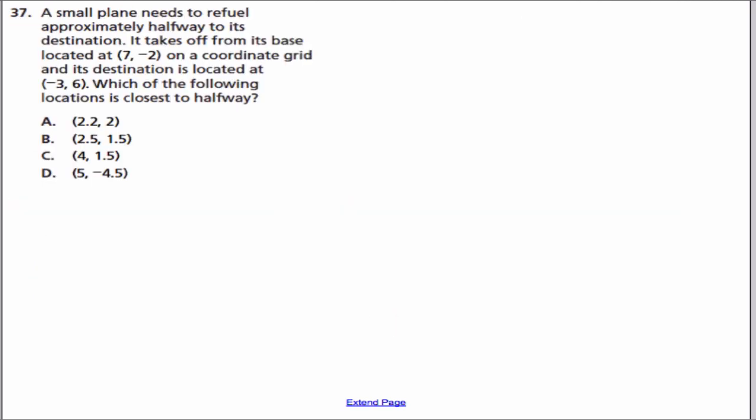Number 37, a small plane needs to refuel approximately halfway to its destination. It takes off from its base located at 7, minus 2 on a coordinate grid, and its destination is located at minus 3, 6. Which of the following locations is closest to halfway?